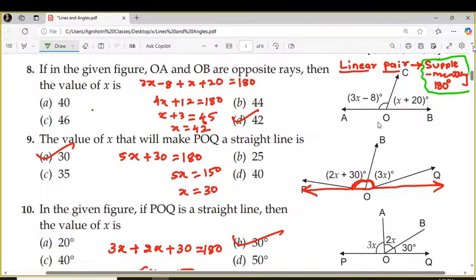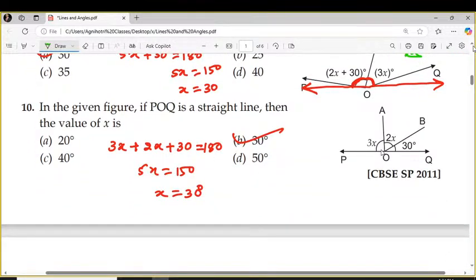In question 8, it is a straight angle, that's why their sum should be 180. That's why we use this concept and got 42. In 9th, we use the same concept of linear pair and we sum them up to get 30, that you understood. In this 10th one as well, these three sum up to give you 180, that's why 5x plus 30 is 180, that's why x is 30.